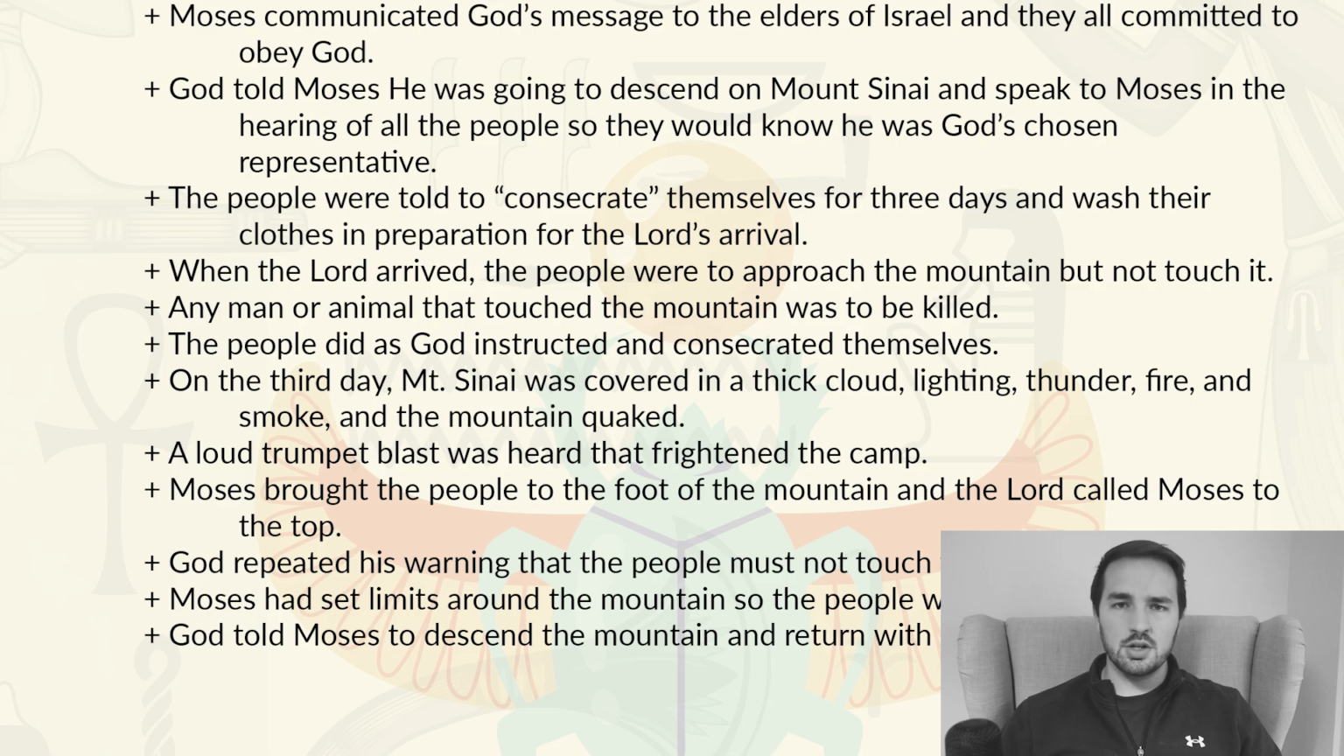The people were told to consecrate themselves for 3 days and to wash their clothes in preparation for the Lord's presence arriving on Mount Sinai. When the Lord finally arrived, the people were to approach the mountain, but they were not to touch it. Moses was told that any man or any animal that touched the mountain was to be killed. So the people did as God instructed them, and they consecrated themselves. On the 3rd day, Mount Sinai was covered in a thick cloud, lightning, thunder, fire, and smoke. The text says that the mountain quaked. A loud trumpet blast was heard throughout the camp, and this struck fear into a lot of the people.